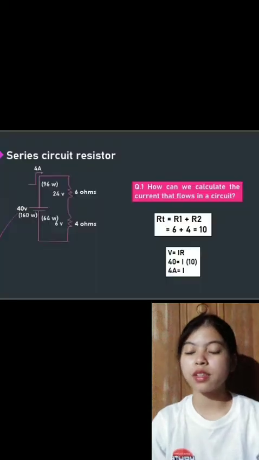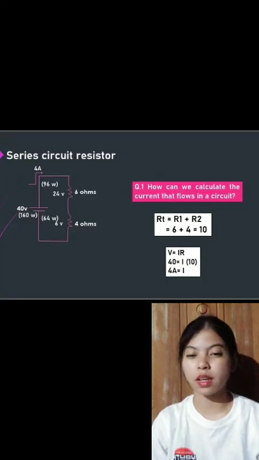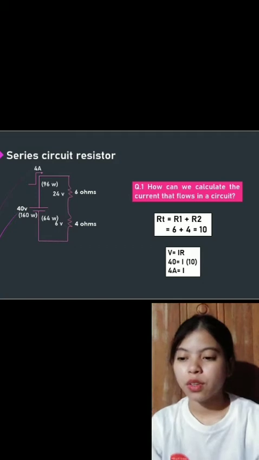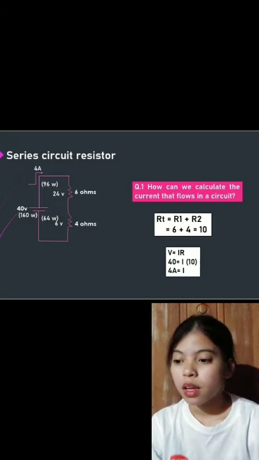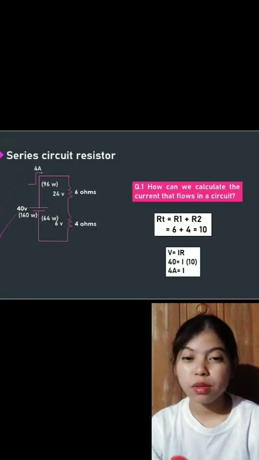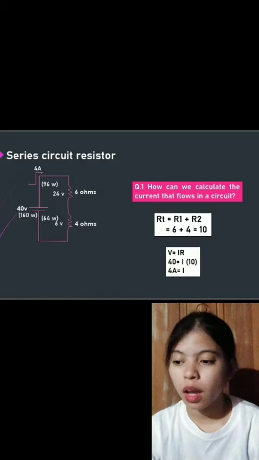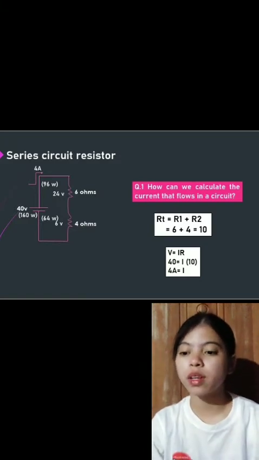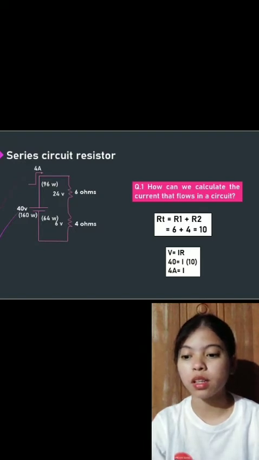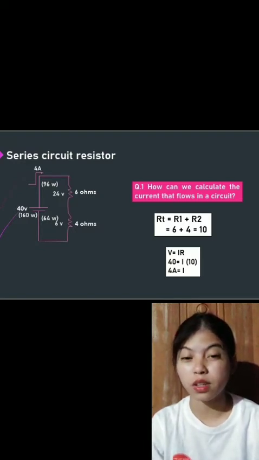So next is to get the value of series circuit resistors. So we have here the examples that needed to be answered. The first question is, how can we calculate the current that flows in a circuit?